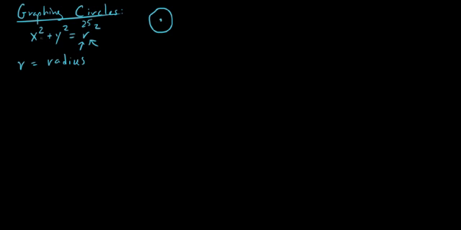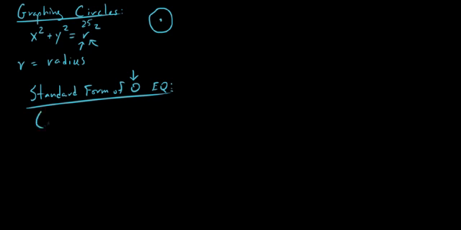So if we look at this, I want to expand on this. We're going to list the standard form, okay? The standard form of the equation of a circle. Okay, that's supposed to be a circle. We say it looks like this. In general, (x minus h) squared plus (y minus k) squared equals r squared.